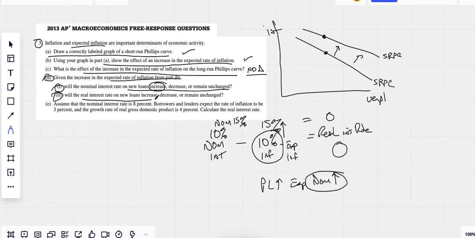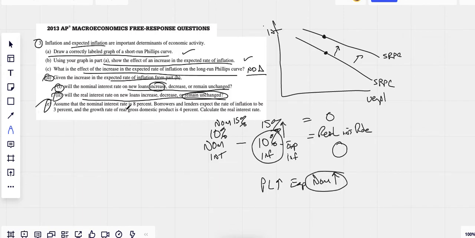Will the real interest rate on new loans increase, decrease, or remain unchanged? Yeah, I don't know that. Will the new real rate of interest on new loans increase, decrease, or remain the same? If the expected inflation goes up, wouldn't we expect them to remain? We would expect you to change your nominal rate, and therefore real rates would not change. I'm not sure about that one. I don't often get tricked, but that one's kind of tricky, it's late.